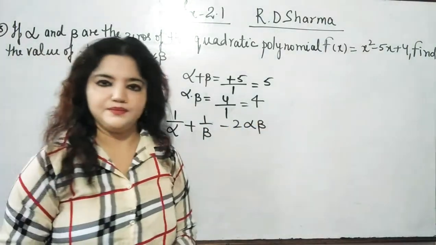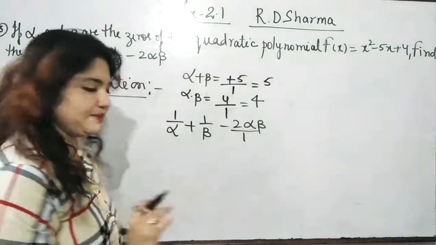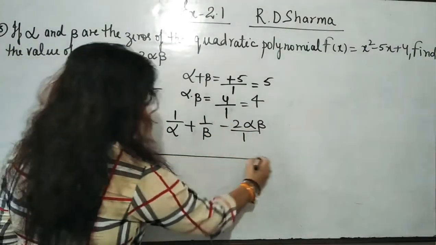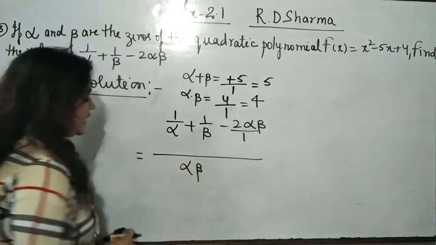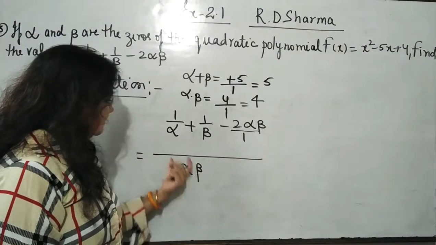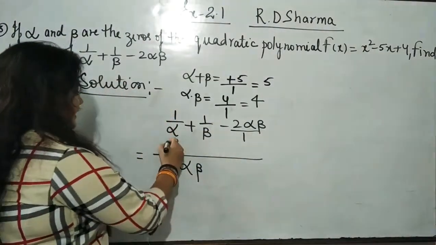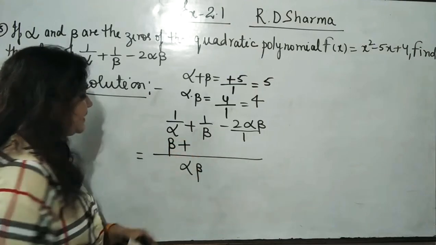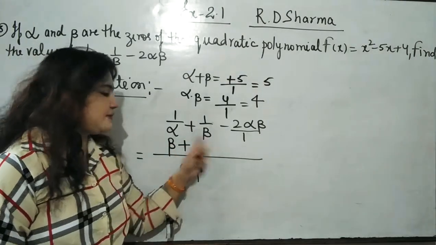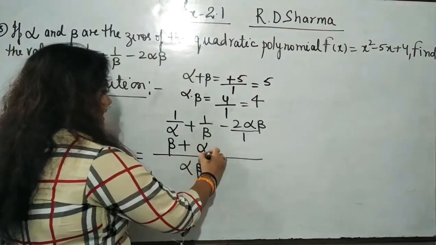No problem. We will take the LCM. The LCM will be alpha beta. Dividing alpha beta by alpha, beta is left, so beta goes in the numerator. Then alpha beta divided by beta leaves alpha, so alpha goes in the numerator.